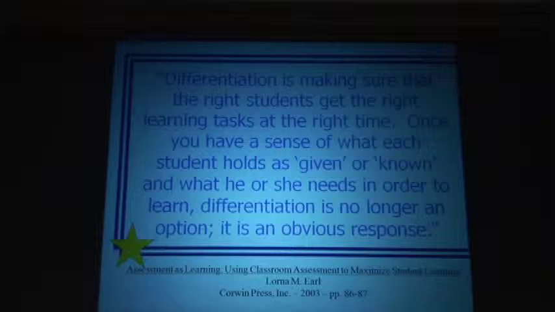Lorna Earle, who's a Canadian educator, said probably my favorite definition of differentiation. She says, let me tell you what this differentiation thing is, and I really hope you're seeing this from what we've tried to share with you. Here's all differentiation is. Do you have your learning goals? Are they really clear? Do you know the KUDs? Step one.